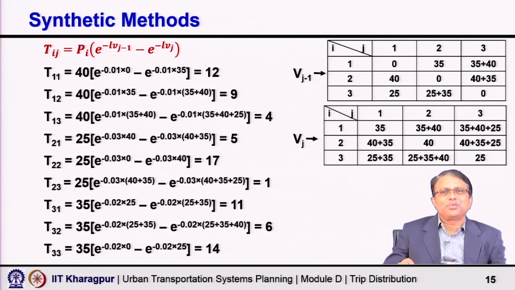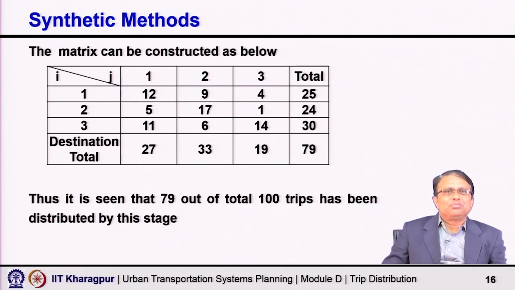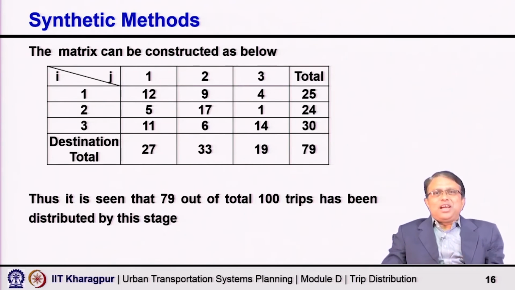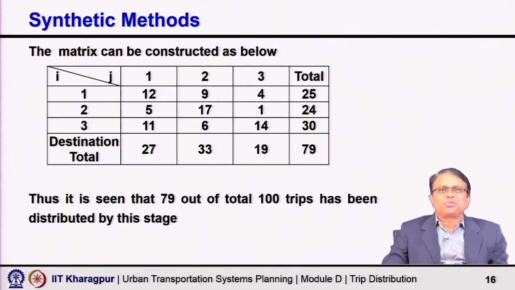Those tables are also referred to here, so that you can easily understand how the calculations are being done. Now, if we see that trip distribution matrix, what we find here, attraction-wise zone 1 is 25, zone 2 is 24, 30, and 79 is the total number of trips. That means we wanted to distribute 100 trips, but because this is an unconstrained model.